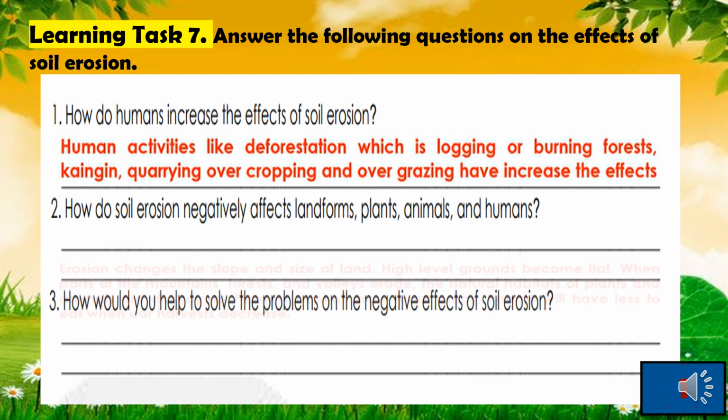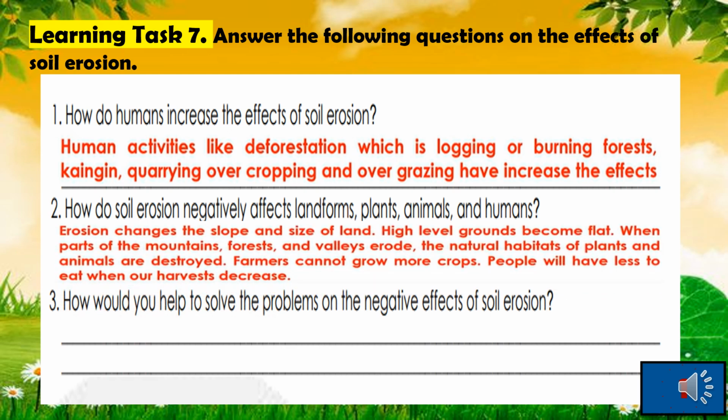For number 2, here is my sample answer. Erosion changes the slope and size of land. High-level grounds become flat. When parts of the mountains, forests, and valley erode, the natural habitat of plants and animals are destroyed. Farmers cannot grow more crops. People will have less to eat when our harvest decreased.